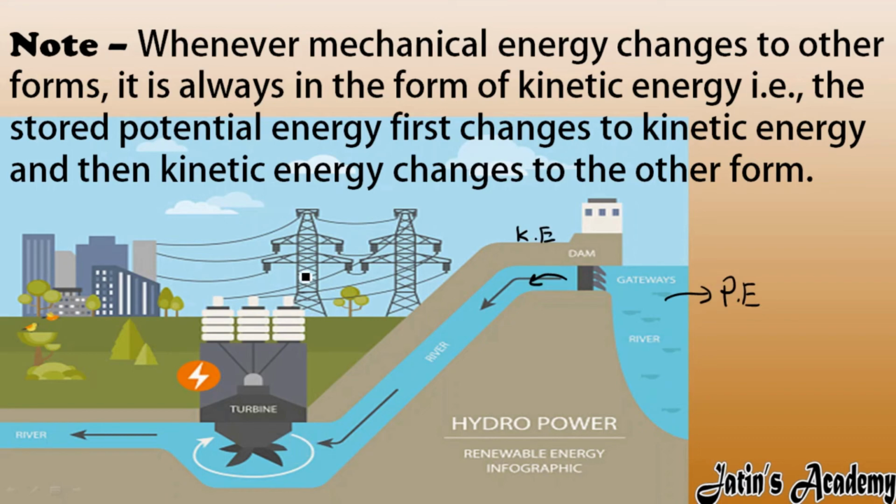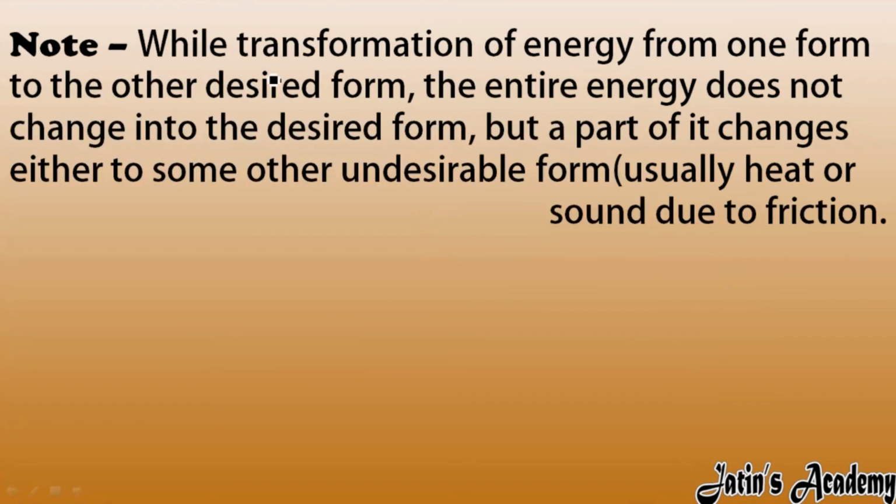So this is a very important note, that whenever there is a change from mechanical energy to another form, it is always in the form of kinetic energy, meaning potential energy cannot be converted directly into another form. First it changes into kinetic energy and then any other form can take place. Clear? Next note point we have: while transforming energy from one form to another desired form, the entire energy does not change into the desired form.